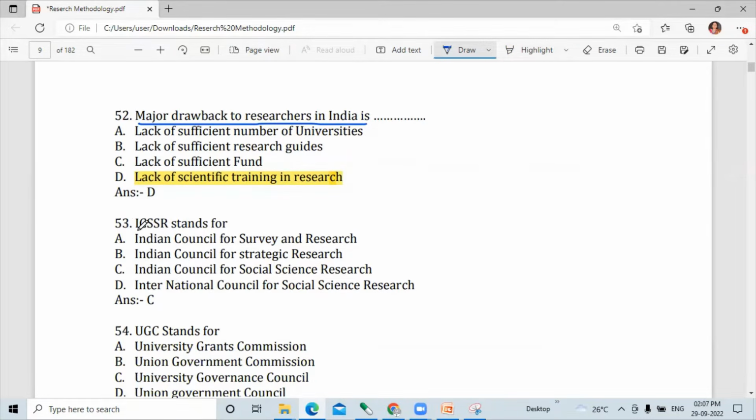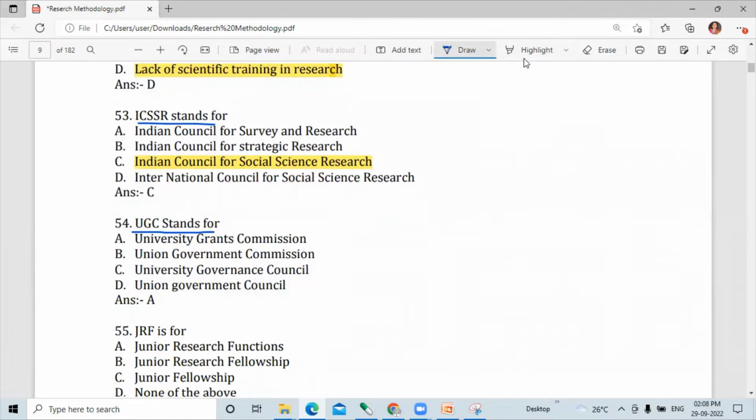Next question 53. ICSSR stands for what? The answer is Indian Council for Social Science Research. The next question is UGC stands for, and the answer is University Grants Commission. UGC is nothing but University Grants Commission.